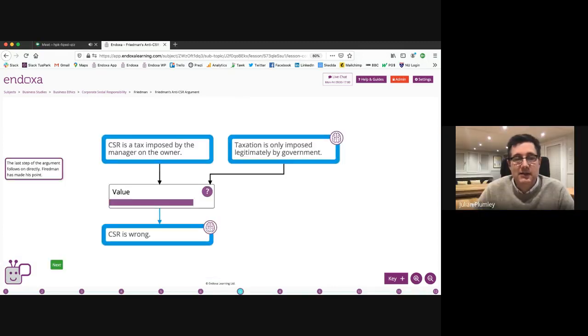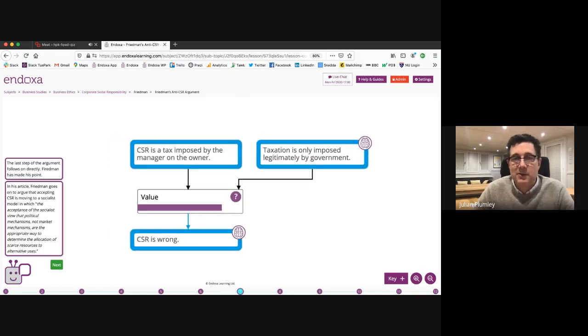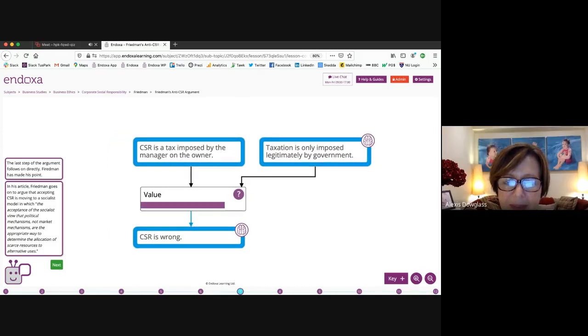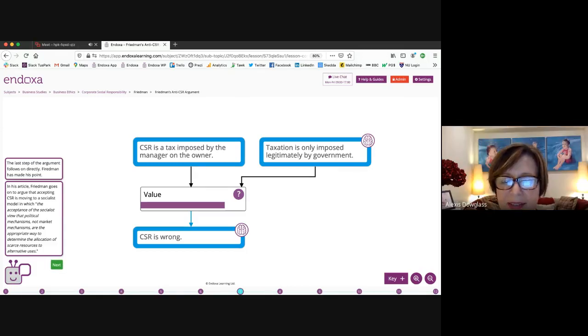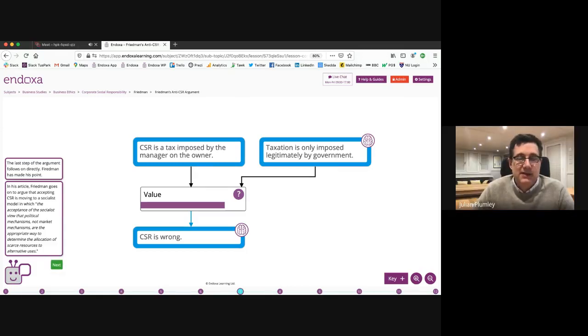Right. This is the last step of the main argument. Yeah. So we've arrived at taxation is imposed, is a tax, basically. Sorry, CSR is a tax. And the other premise you need here is taxation is only legitimate if government does it. Yeah, get that. Yeah, which kind of makes sense. There's quite a lot in the paper on this.